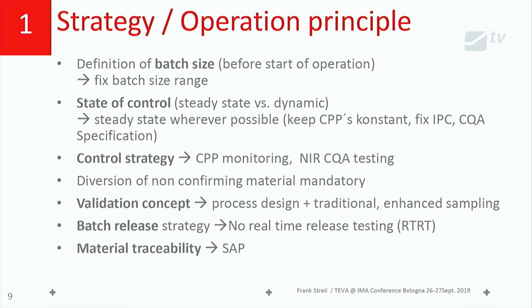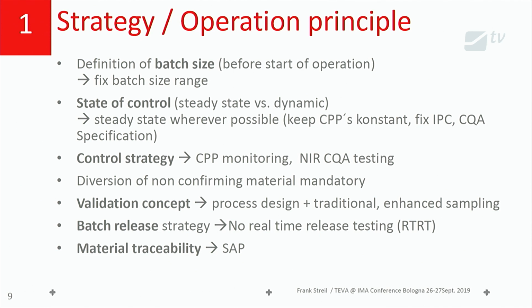We defined a batch size range for that, but at least it was defined. The state of control principle should be applied wherever possible, so we tried to avoid having the process state too dynamic. Whenever we could have it static, it should be kept that way. The control strategy was, of course, monitoring all critical process parameters and also the NIR testing.